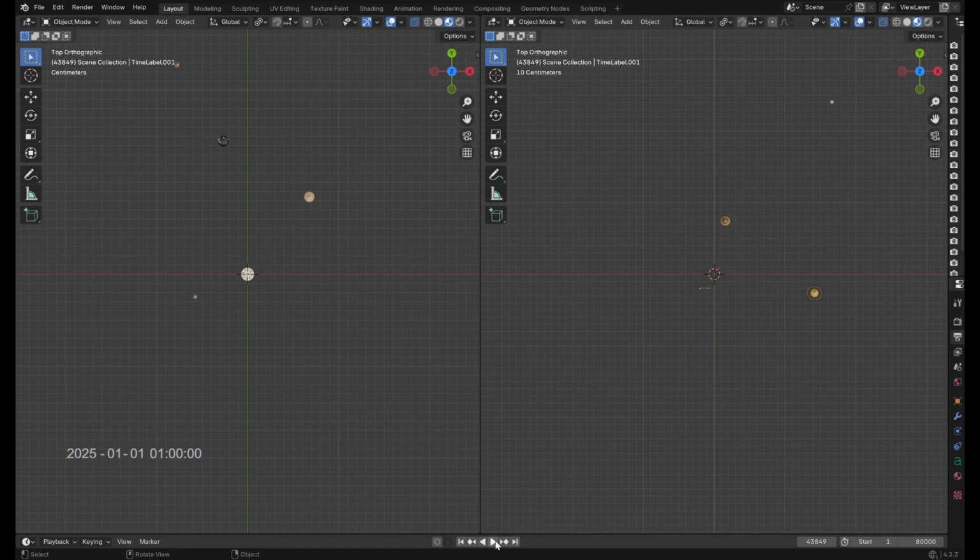This is the solar system 3D model. Left side shows inner planets: Mercury, Venus, Earth, and Mars. Right side shows outer planets: Jupiter, Saturn, Uranus, and Neptune. We can easily observe that inner planets move fast and outer planets move quite slow.